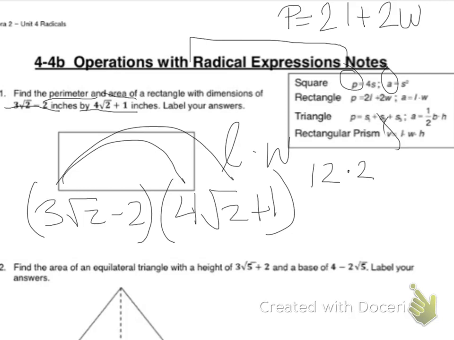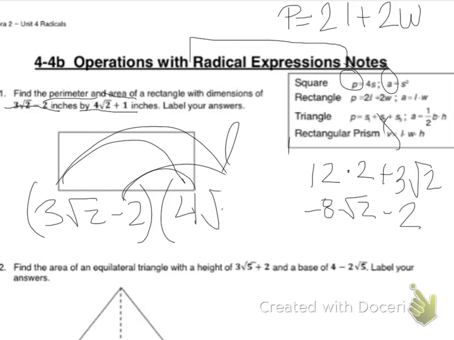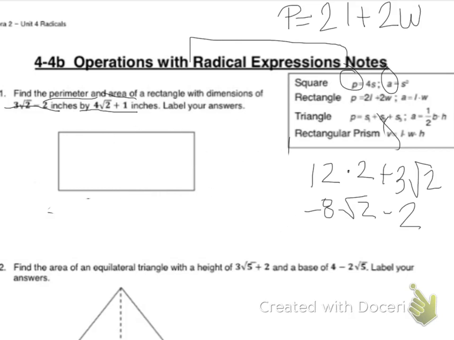And then we're going to do 3 square root of 2 times 1, which would be 3 square root of 2. And then negative 2 times 4 square root of 2 would be negative 8 square root of 2. And then negative 2 times 1 is negative 2. Now from here, you're just going to combine like terms to find your area.